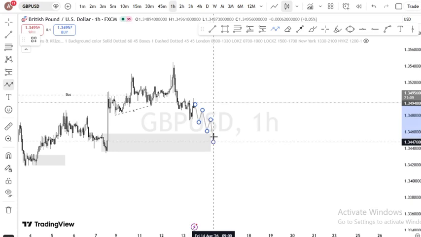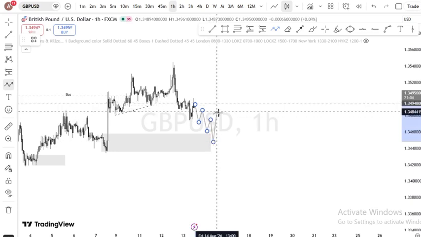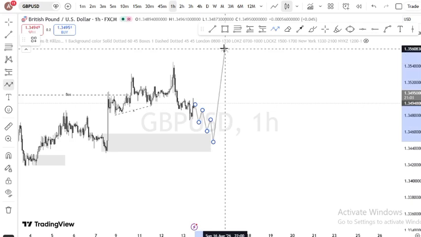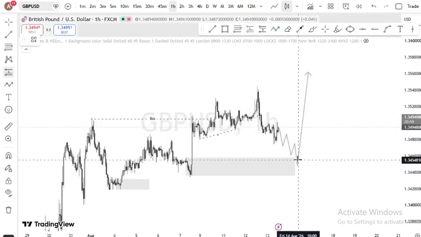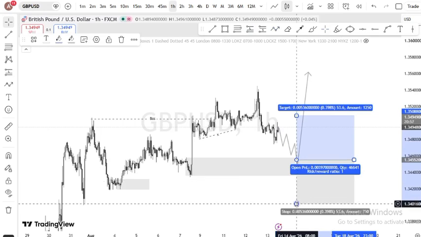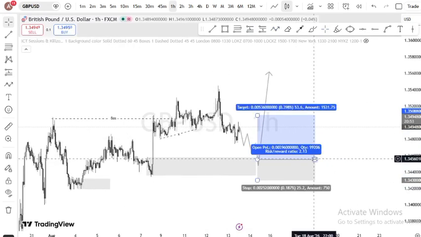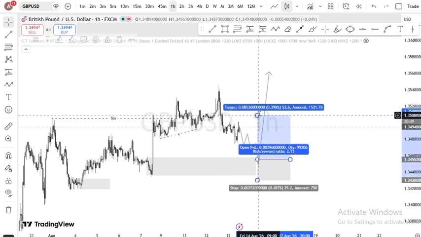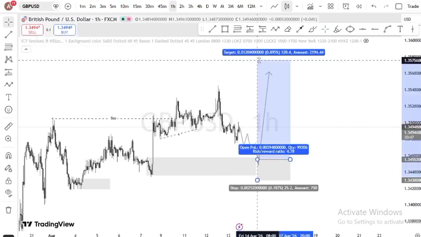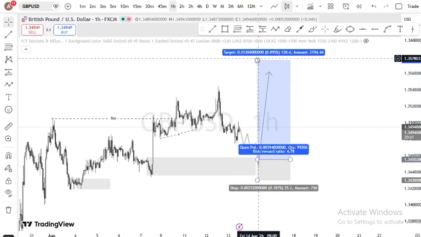So wait for market structure shift from bearish to bullish before you enter the trade for a buy on the GBP USD. So wait for confirmation. I'm not saying you should trade GBP USD immediately the news is released by 1:30 p.m. Just wait, go to 15 minutes time frame or 5 minutes time frame and wait for confirmation before you long GBP USD.